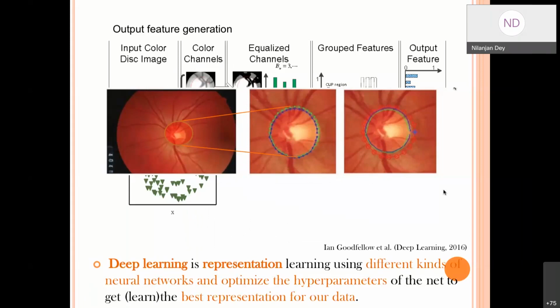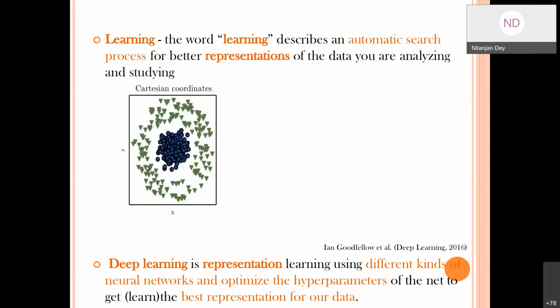Now comes the learning. What is learning? The word learning means we are trying to automate the search process for better representation. So you always try to come up with a better representation of our data, for any kind of study, and that is called the learning. So the main objective of learning is that the way of representation needs to be tuned in such a way that the data can be useful for the analysis purpose.